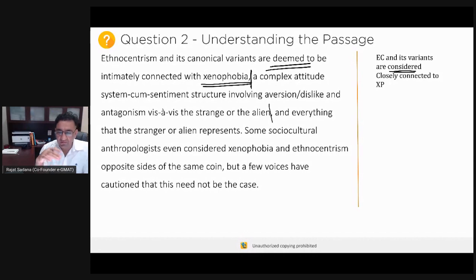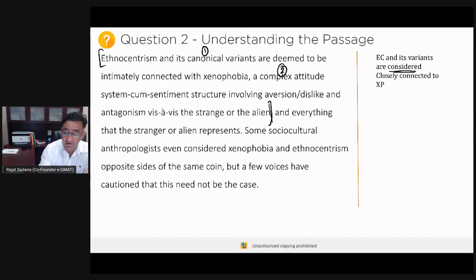So this is what we call a classical RC structure. In the first part over here, and I'm going to just mark it with these two brackets, the author presents someone else's view. In the second part, which is a really important part, a complex attitude cum sentiment structure involving blah, blah, blah, yes, you should ignore the details, but you should not ignore the structure of it, which is that in this first part, the author is presenting someone else's view. In this second part, and let me erase, the author presents his view.